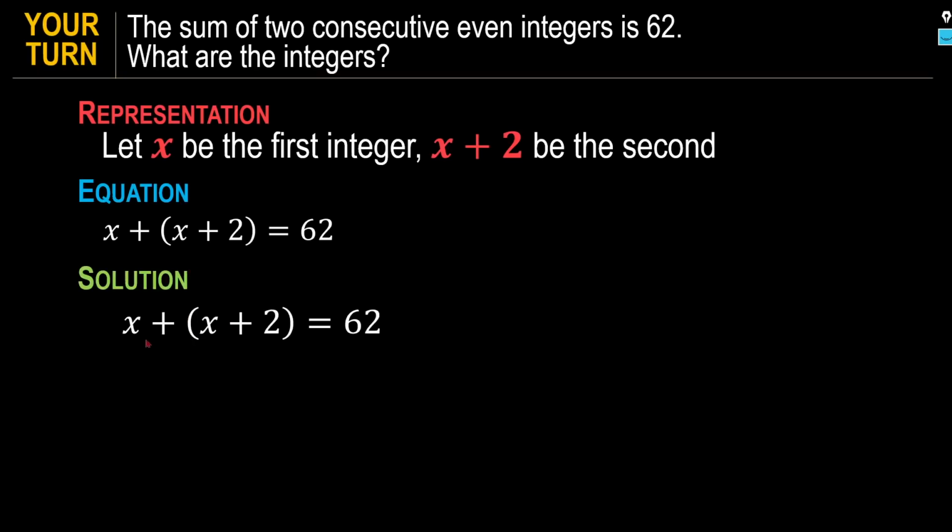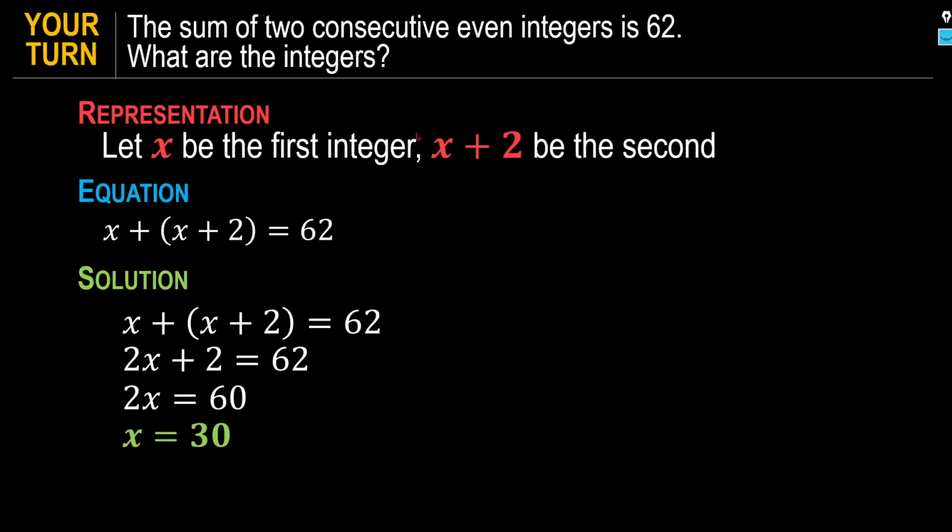Dahil napakadali niyan. The quantity x plus x plus 2 equals 62. Again, we can combine the similar terms on the left-hand side. 2x plus 2 equals 62. Add tayo ng negative 2 to both sides. You get 2x is equal to 60. Then divide both sides by 2. We get 30.